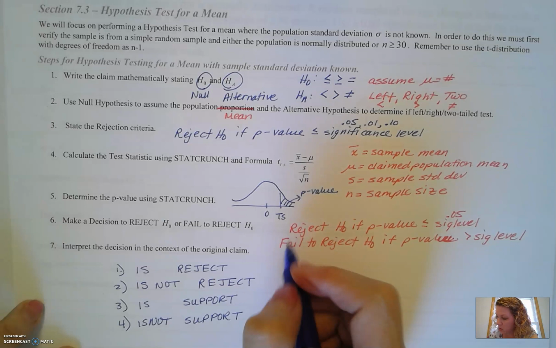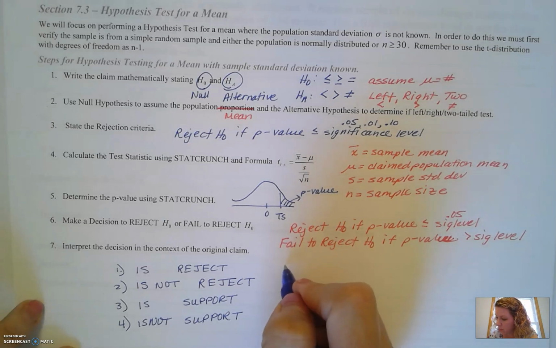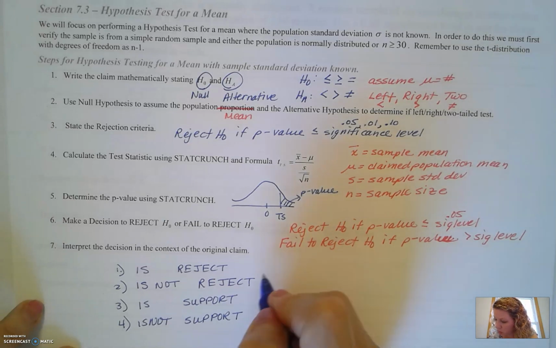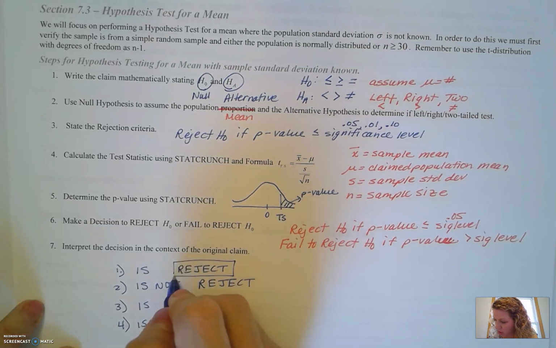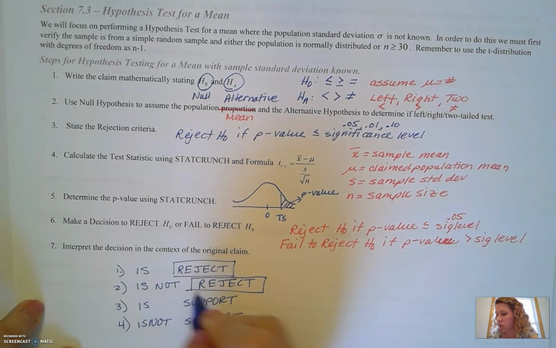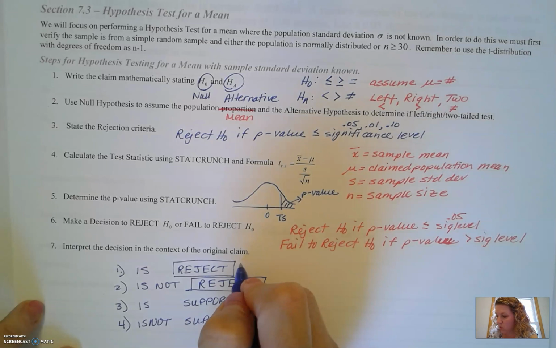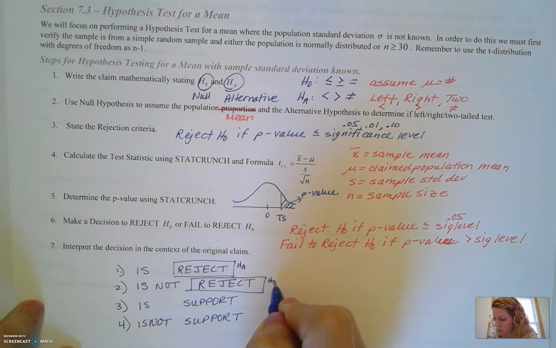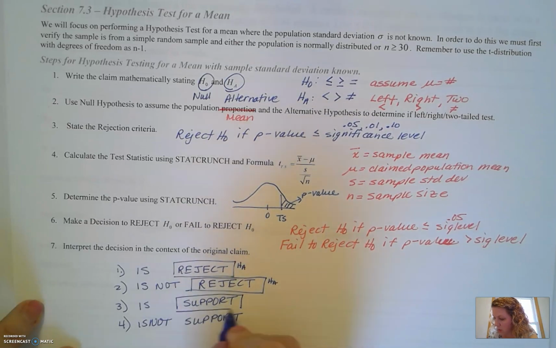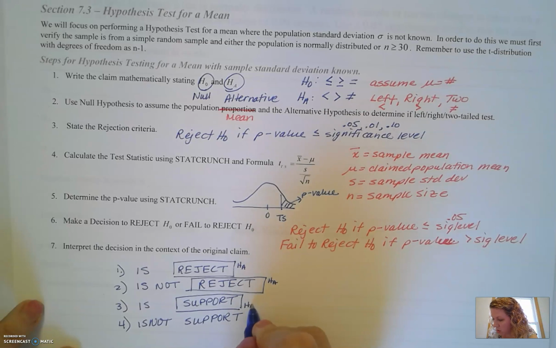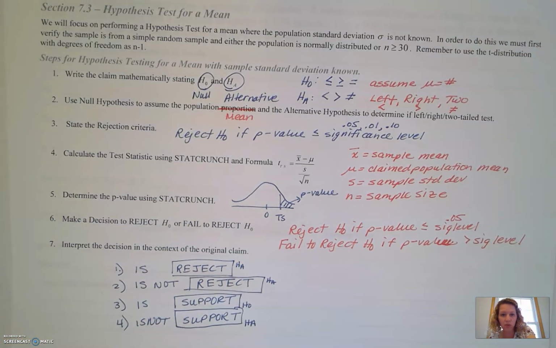Remember, we're going to look at rejection. Rejection is, remember, when there's going to be the equal to sign. So that means the claim is going to be HA. When it's support, that means it's going to be H0. And then the is and is not is whether you reject or fail to reject.